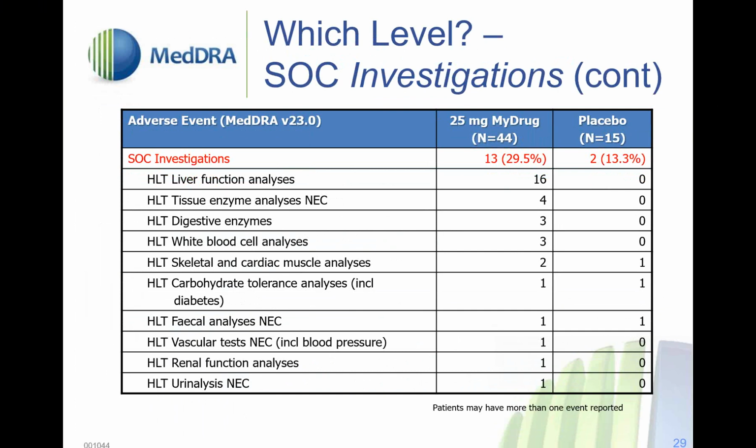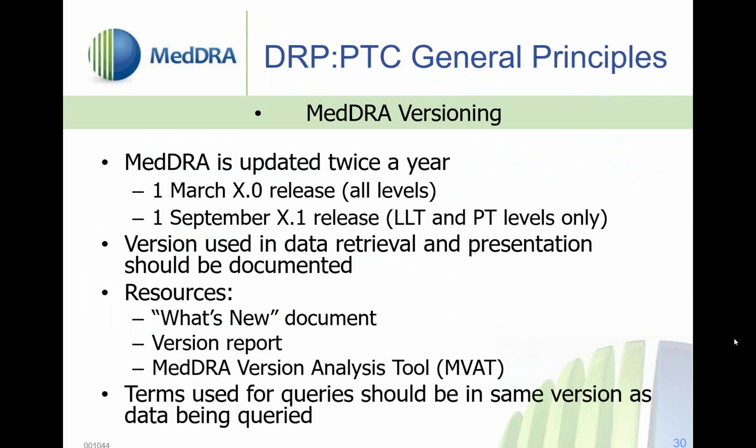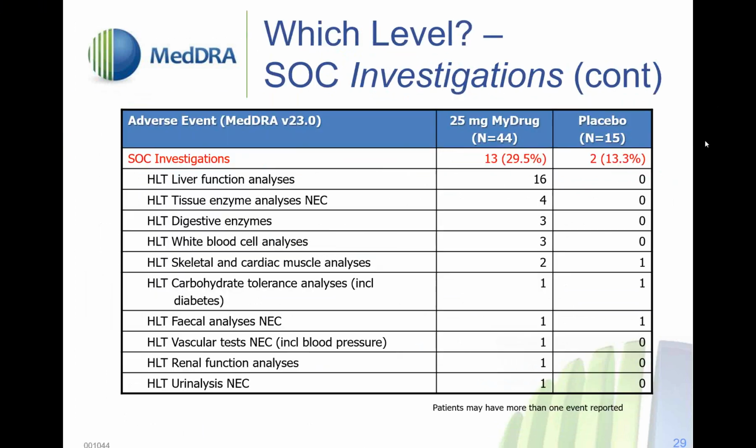And right away, you can see a clearer cluster. You can see a clearer cluster under the liver. Oh, sorry, let me go back. Under the liver function analysis, telling you that there is something going on here. Maybe you want to take a closer look. You may even want to start investigating the next one down, the tissue enzyme, the digestives, the white blood cells, but definitely there is a cluster for liver function. So compared to just looking at the PTs versus at the HLTs or the HLGTs, your view may be a bit clearer.